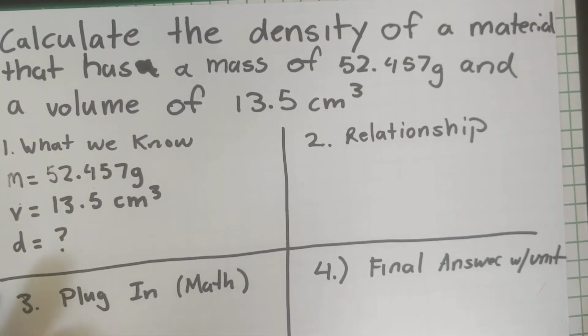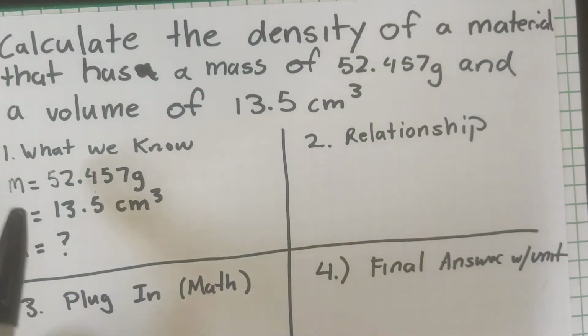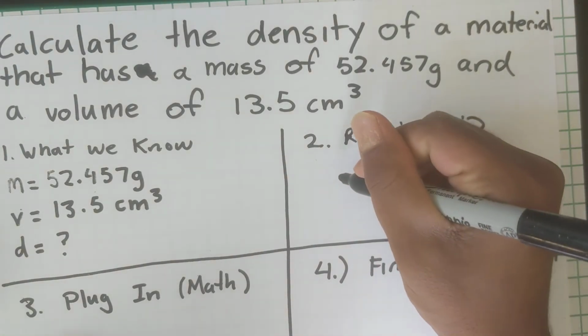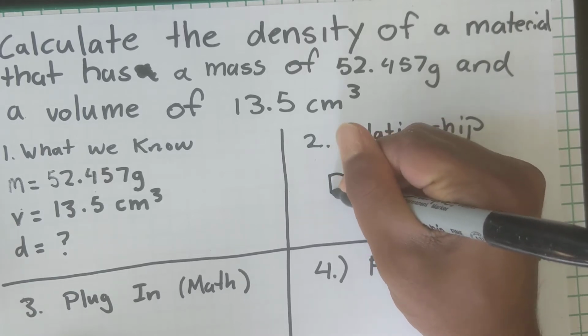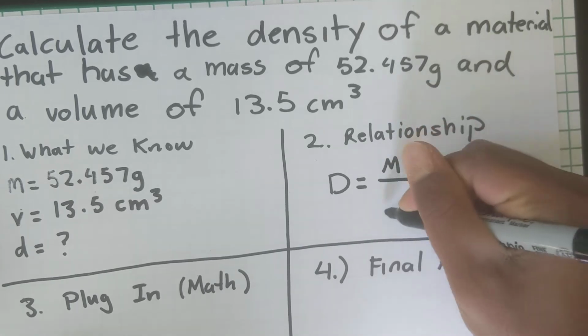Alright, next we're going to identify the relationship we need. So the relationship is the equation that ties all the things that we know together. So that relationship or equation is going to be what we know, which is the fact that density is equal to mass divided by volume.